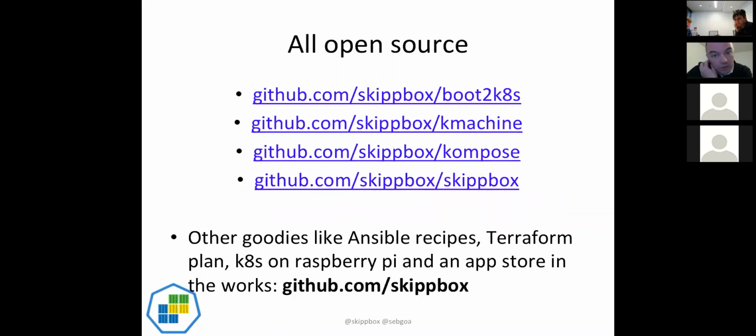Everything is open source, of course. It's on GitHub. Under the Skipbox organization, you can find the boot2k8s, the k-machine, the kompose, everything. We got lots of other things on there, like Ansible recipes, Terraform plans, a build on Raspberry Pi that I worked on several months ago. And the App Store is in the works. It's in there right now. Currently, it's Deployment Manager and Helm charts, but it will get better soon.